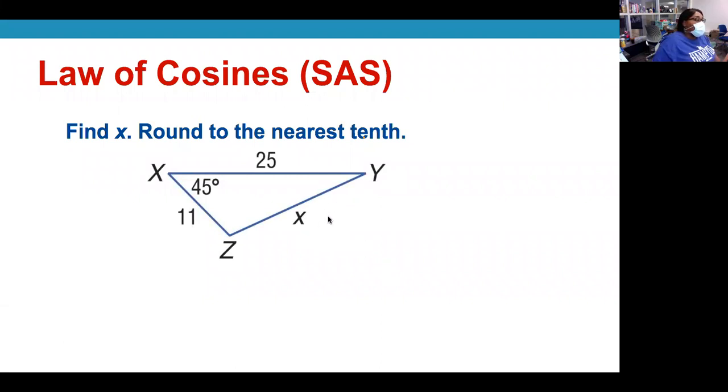This is telling us that we need to find x. So we don't have enough information to use law of sines because we only have one angle. In order to find a side with law of sines, we need to have two angles. Okay, so we're going to use the law of cosines.